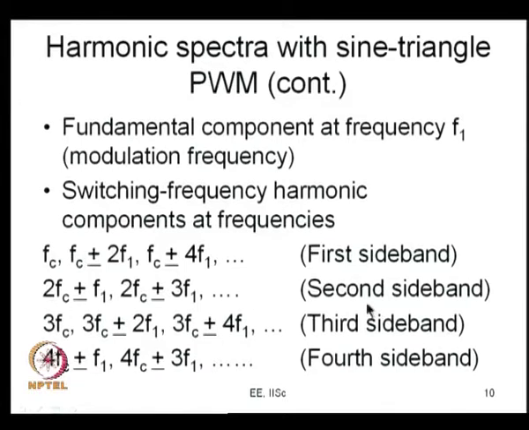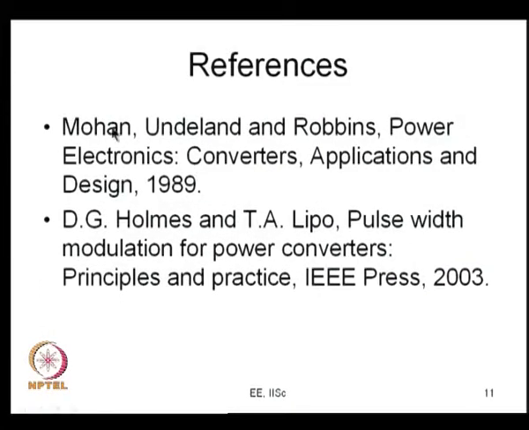As I mentioned before, the first two sidebands should be enough for a reasonable estimate, but for a better estimate you can always consider more sidebands. I would give you this reference for further information: Professor Mohan's book Power Electronics, Converters, Applications and Design, which gives a discussion on these harmonic components with sinusoidal PWM. I have not been discussing the amplitudes of these components now.